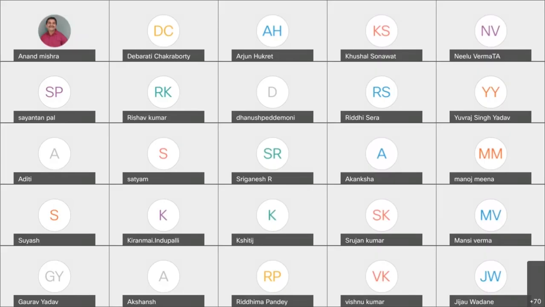Use np dot arange in place of np dot linspace. np dot linspace, yeah, that's what I said, from minus 10 to 10, and give a positive integer value there. Yeah, that works.